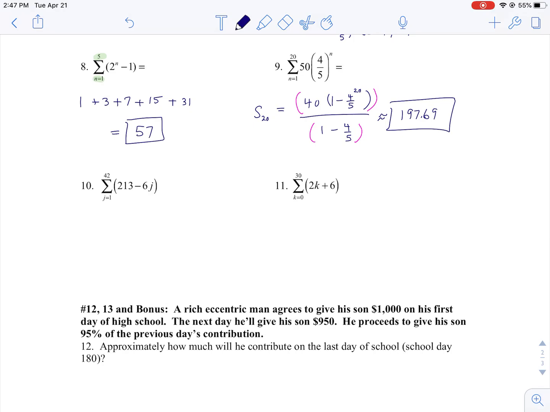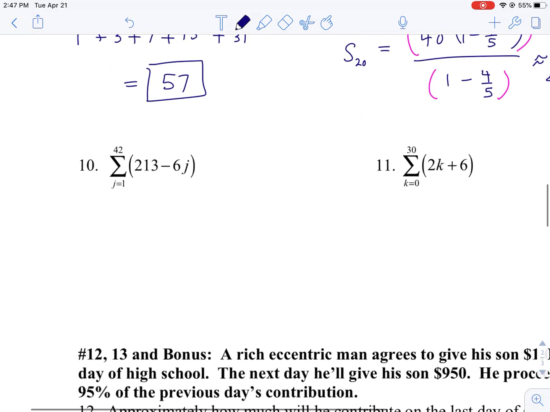Okay. All right, couple more here. This one's going to be arithmetic. You could tell because the argument here is linear, and you're just subtracting 6 every time. The first term, when you plug in 1, you're going to get 207. Of course, there's 42 terms.